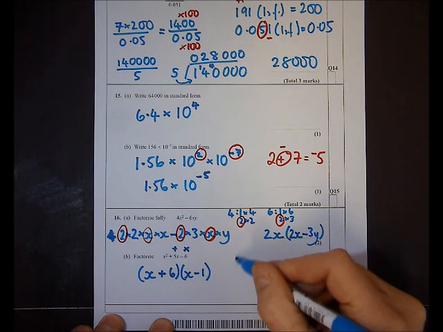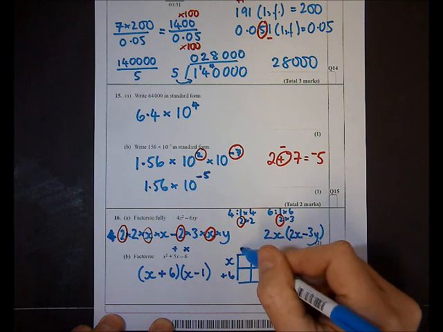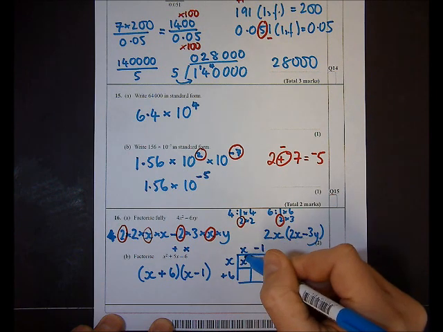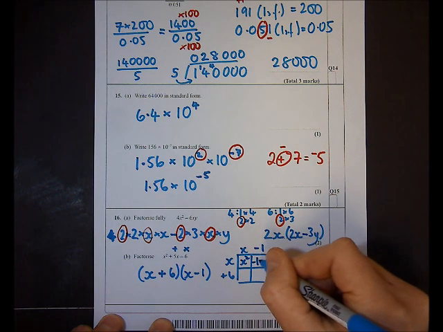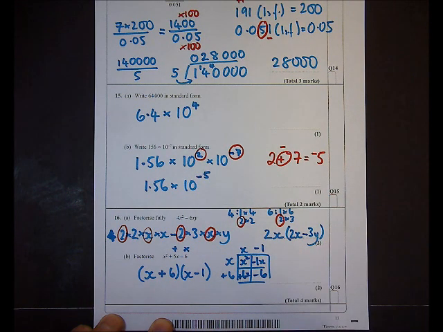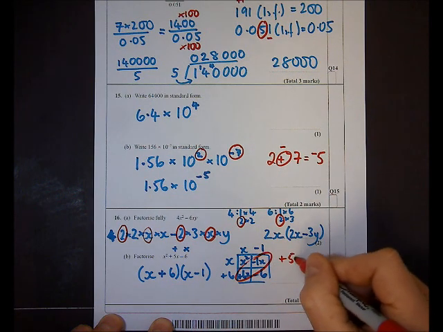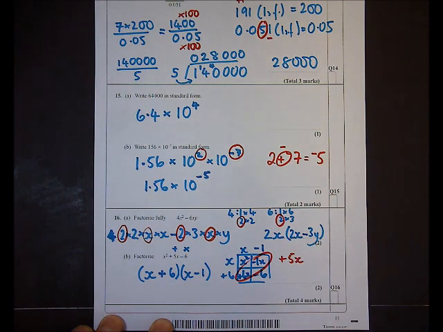Once you've done it, it's worthwhile multiplying it out, x plus 6 and x minus 1, just to check that that works. So that's minus 1x plus 6x minus 6. These two here will go together to give me the positive 5x that I'm after as my middle term. So my answer is x plus 6 and x minus 1.